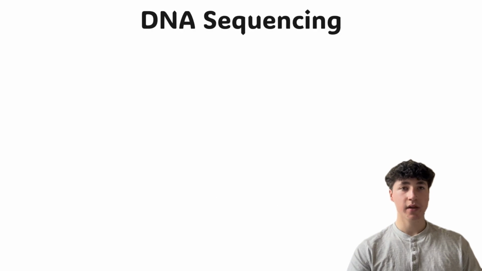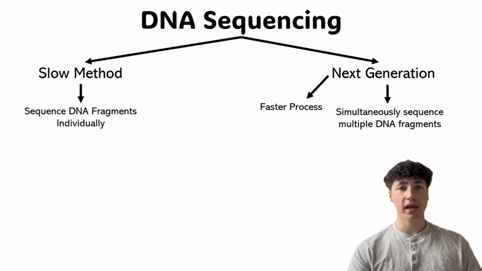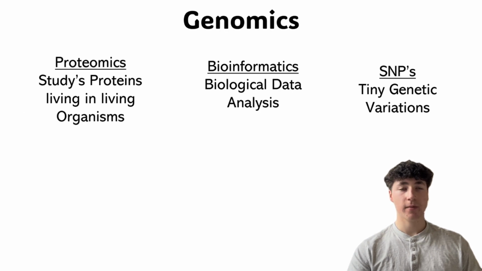DNA sequencing. There are two methods. One of them is called the slow method, which involves sequencing DNA fragments individually, whereas next generation sequencing enables simultaneous processing of multiple DNA fragments, resulting in substantially faster sequencing. Genomics, so proteomics studies proteins living in living organisms. Bioinformatics deals with biological data analysis, and SNPs are tiny genetic variations.